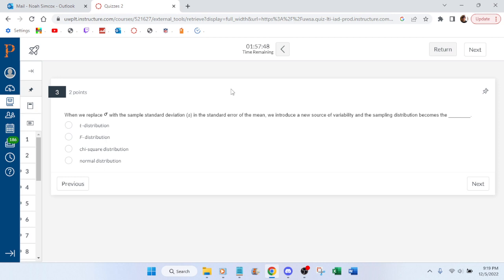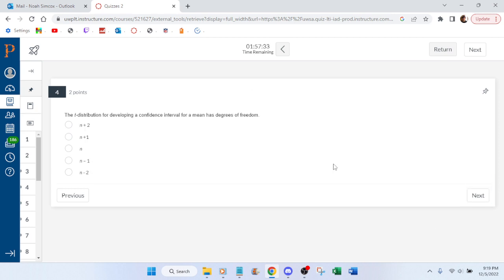But anyways, when we replace that with the sample, we introduce a new source of variability, and the sampling distribution becomes... Oh, crap. I'm going to skip that one for now. I don't know. The t-distribution for developing a confidence interval... I think it's n-1. I didn't copy that down either. I think it's n-1. I hope we don't have to do a problem related to that.